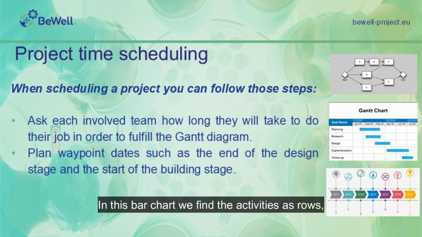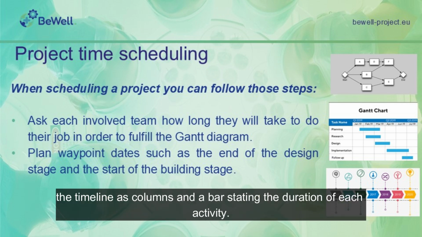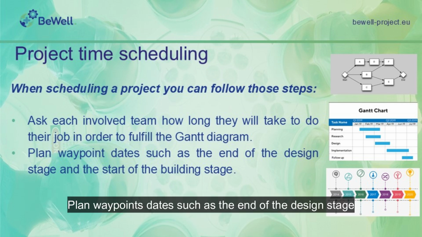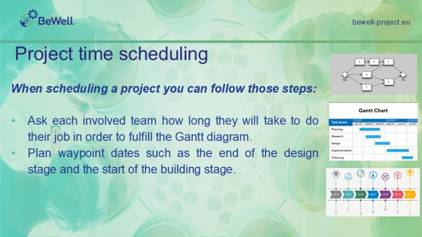Ask each involved team how long they will take to do their job in order to fill in the Gantt diagram. In this bar chart, we find the activities as rows, the timeline as columns, and a bar stating the duration of each activity. Plan waypoint dates such as the end of the design stage and the start of the building stage.